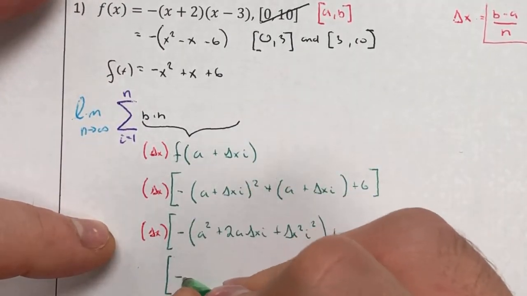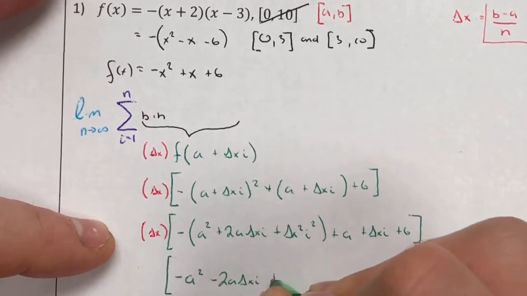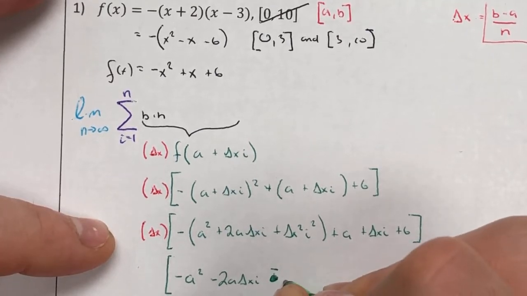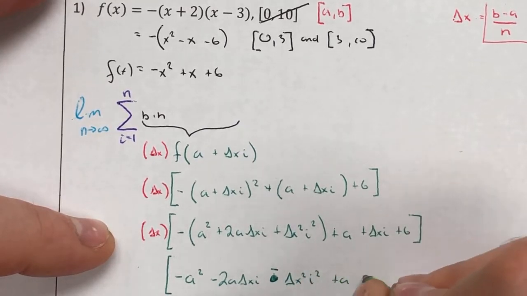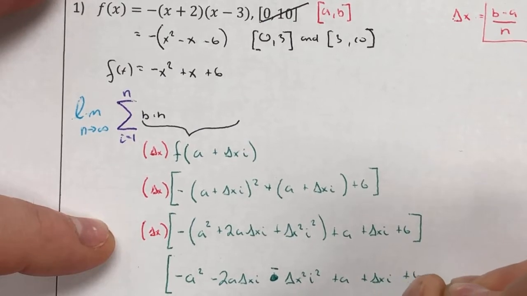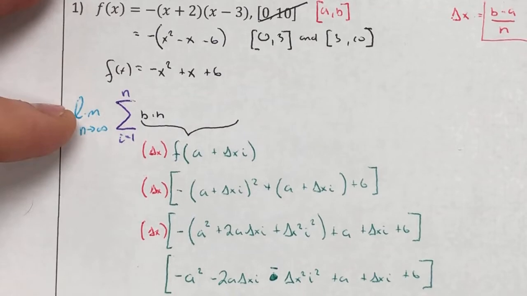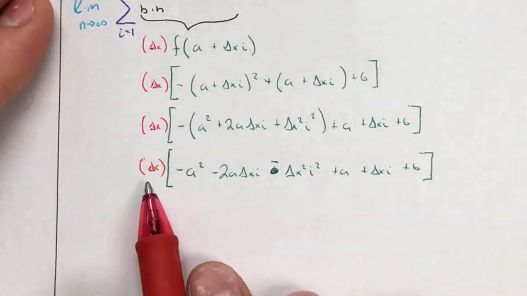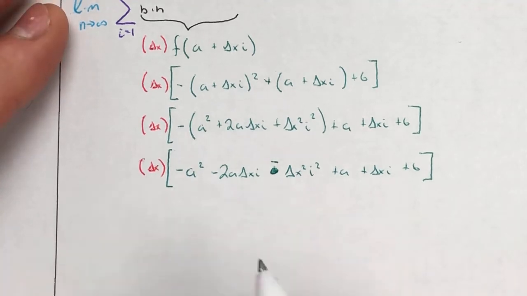Distribute my negative in there. So negative a squared minus 2a delta x i. Nope, not a plus. That is a minus delta x squared i squared plus a plus delta x i plus 6. And then I have my delta x. Now at this point I can either distribute the delta x in, which might be the best idea. So let's go ahead and distribute the delta x in.